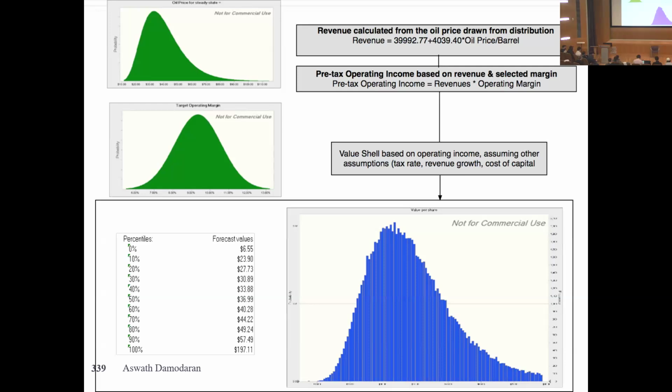There are two things that you need to run simulations on. One is, if the only distribution you remember from your statistics class is the normal distribution, please don't do simulations. Because everything then is normally distributed. It's garbage in, garbage out. It's great looking garbage, but it's garbage in, garbage out.